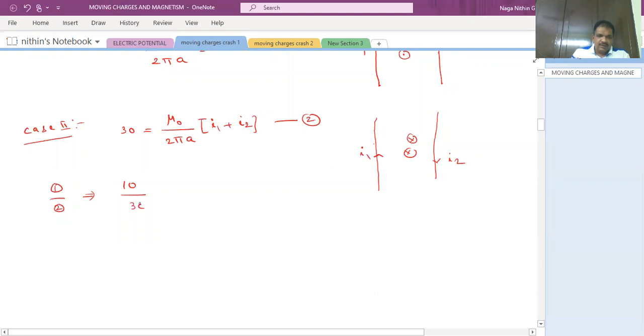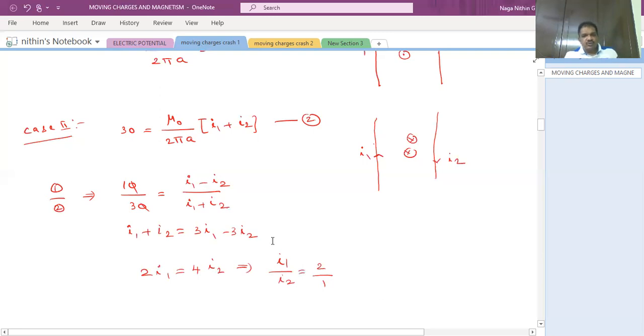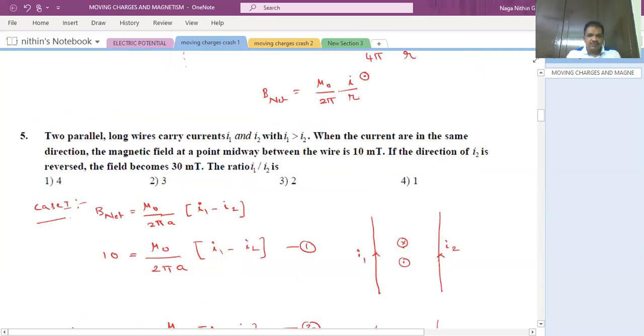N by 30. Mu naught by 2 pi a will cancel. I1 minus I2 by I1 plus I2. Cross will cancel. I1 plus I2 is equal to 3I1 minus 3I2. So 2I1 is equal to 4I2. I1 by I2 is equal to 2 by 1. So this is the answer for it. Okay.